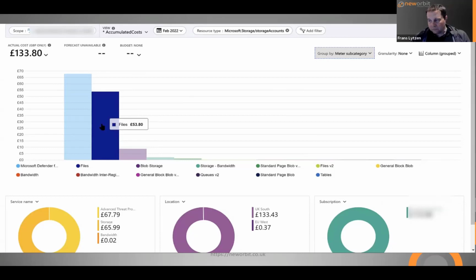Now, in this case, 50 quid a month probably isn't worth making the change, but I've seen clients where you add a couple of zeros to that number, you know, and it really starts to make a difference.